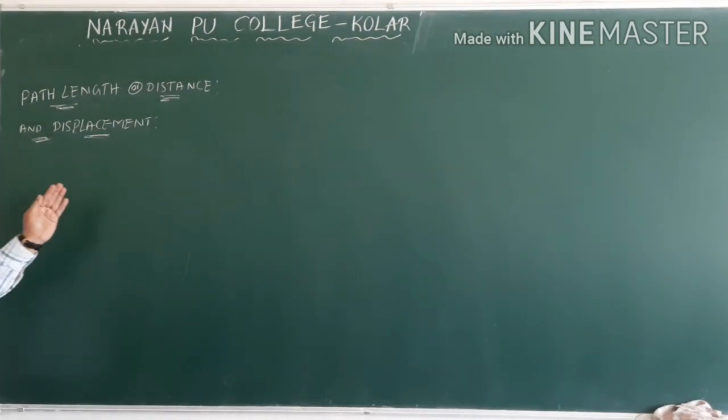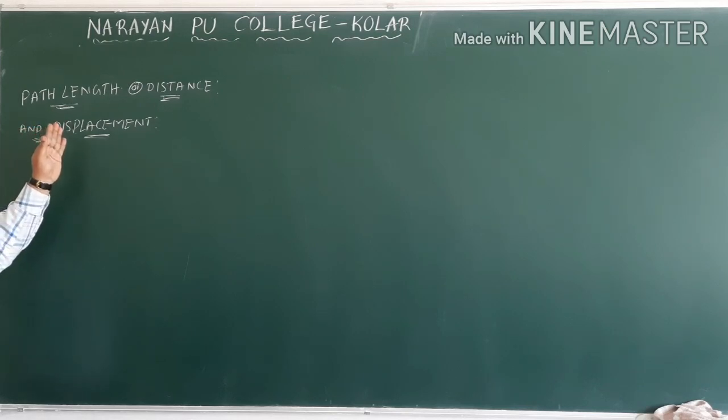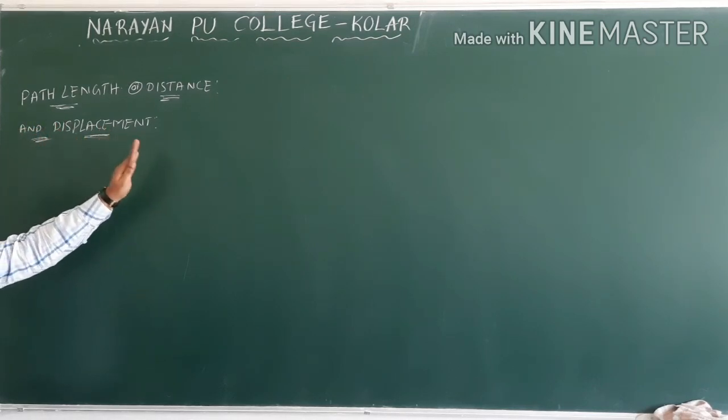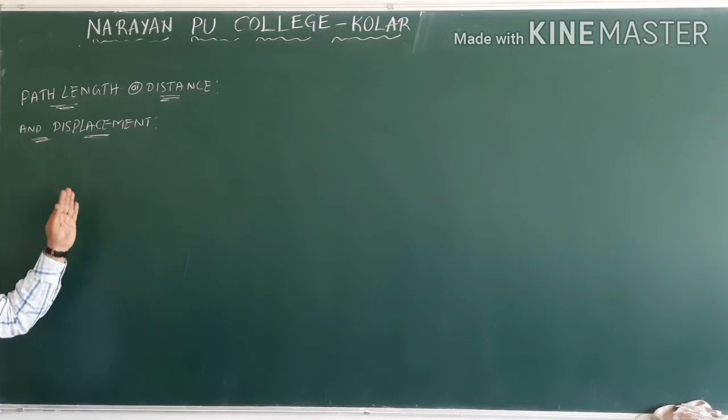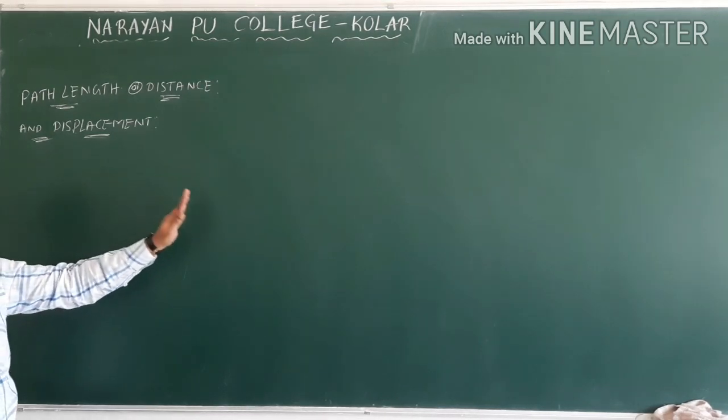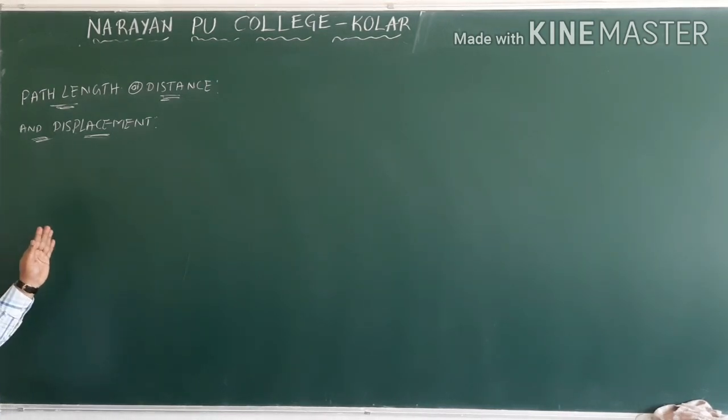The total path covered by the object. Your object may be you or someone or anything. You can take a bus or car or lorry. So you can take anything. So the total path covered by the object from initial point to final point, or from initial position to final position, that is nothing but the definition of the distance.